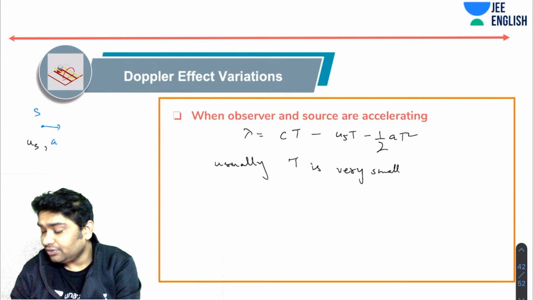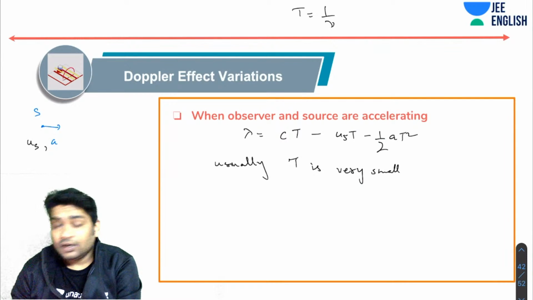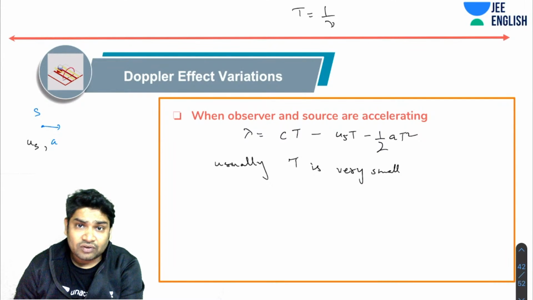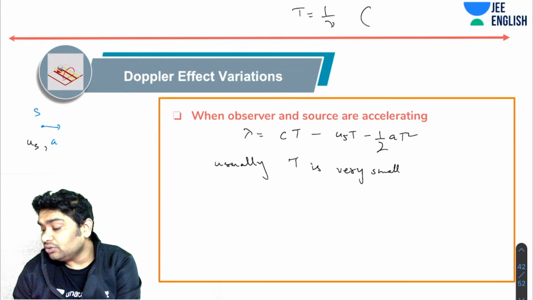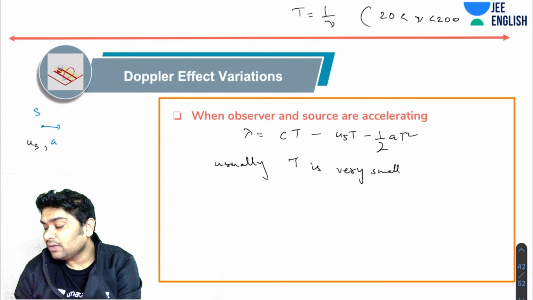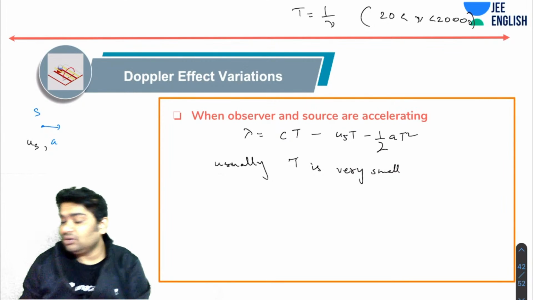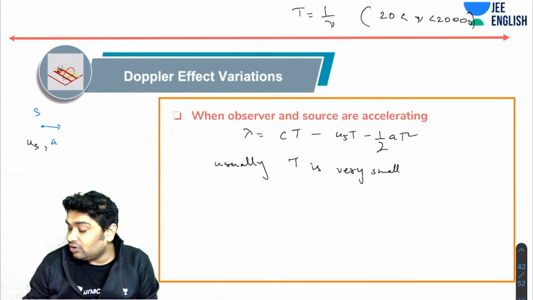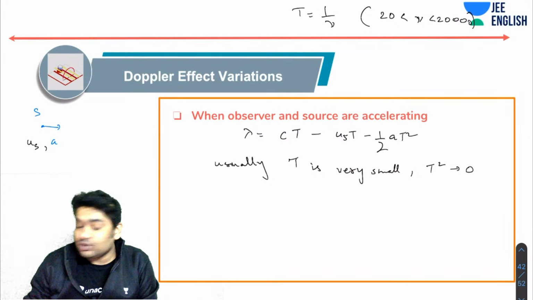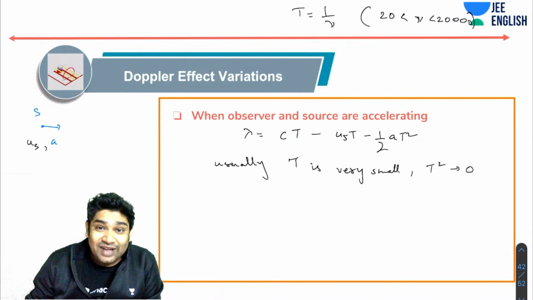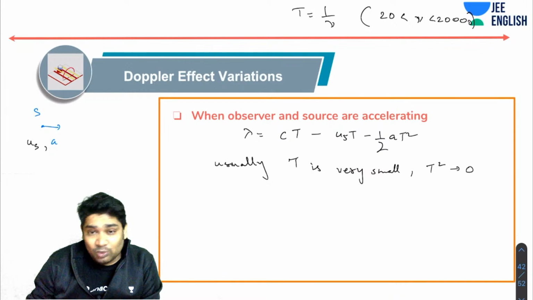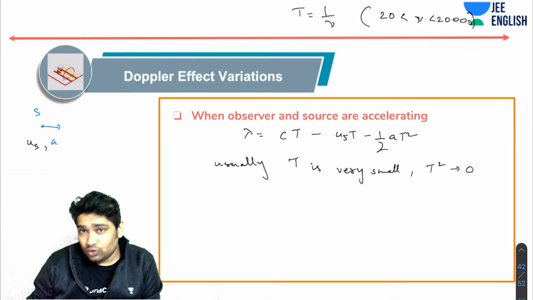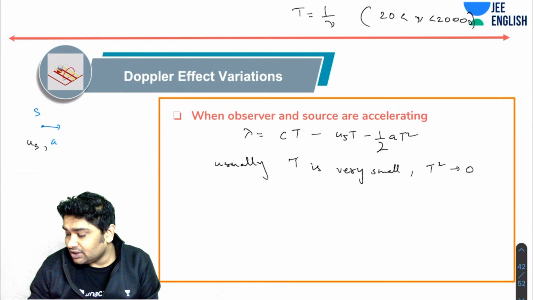Now, how can I say that? You realize T was 1 over nu. Now, whenever we're talking about sound waves, the waves that we can hear, nu has to range between 20 and 20,000. So T is at least 1 over 20. So what you realize is, therefore, T square is almost tending to 0. T square's maximum value would be 1 over 400, so I can almost always ignore that. So what we usually do is ignore this, and what we realize is that Ct minus UST.